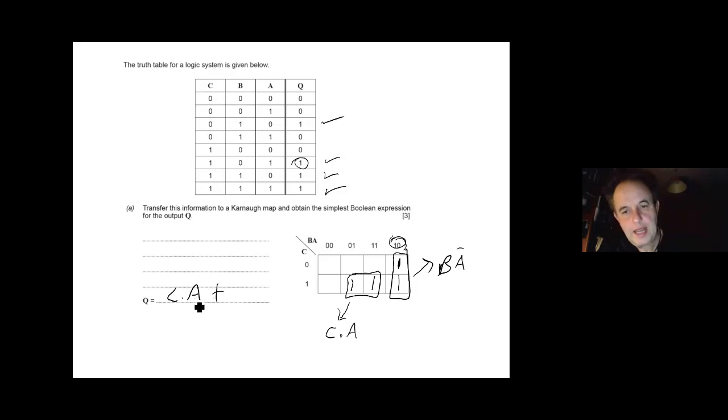So it's C and A represent one of them, or the other term would be B and A.